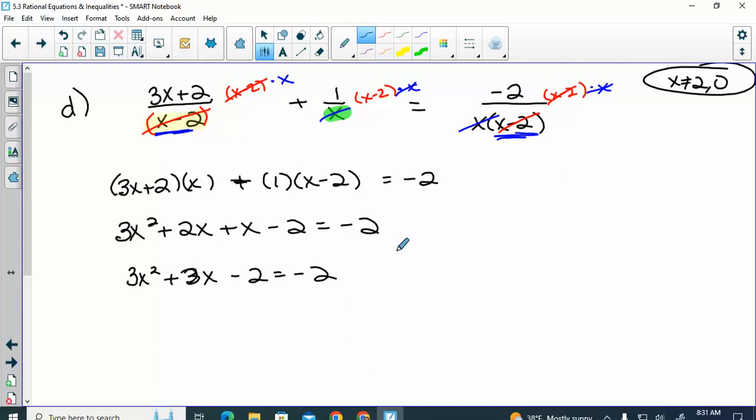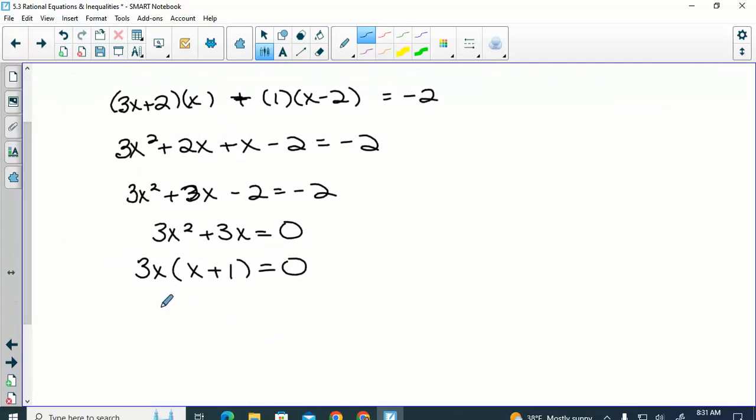What would you do next? Add the 2. When you add over that 2, what happens? It cancels. GCF, that's my bad. What is our GCF? 3x. And that leaves us with? x plus 1.